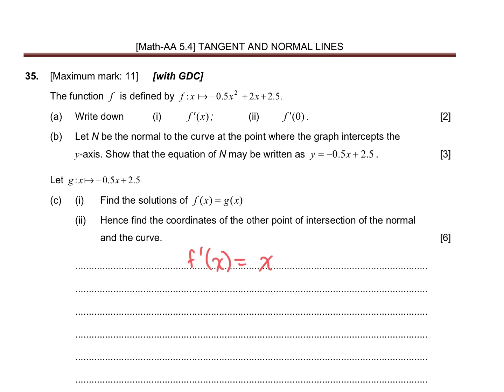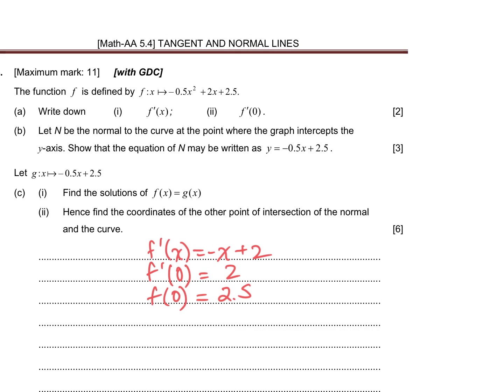So we're going to have negative x plus 2. And then the derivative at 0 is just 2. And n is the normal to the curve at the point where the graph intersects the y-axis. So the point where the graph intersects the y-axis is when x is 0. So it's 0, 2.5.